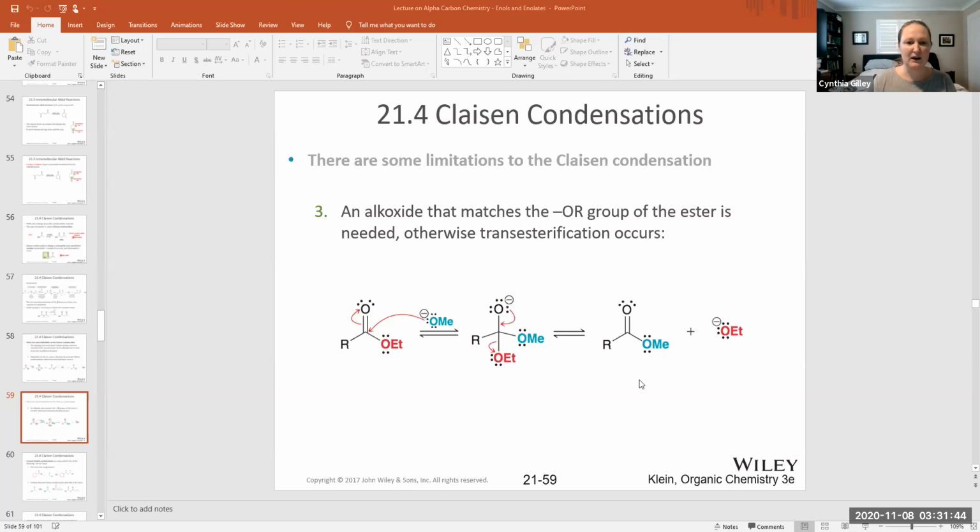Because that won't likely occur 100% of the time, at the end you're likely to get a mixture. And organic chemists always want to avoid a mixture. So it is important to not use hydroxide and to not use any other alkoxide other than the one where the alkyl group attached to the oxygen matches in terms of the base.